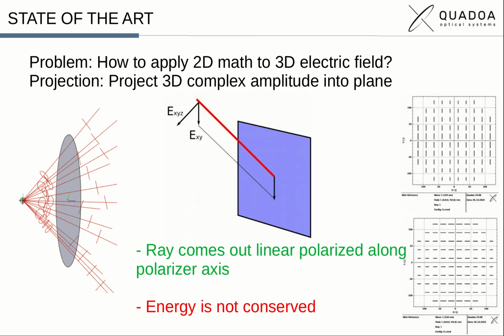The first option being the projection. In this case, the 3D Jones vector is projected, like a shadow is projected onto the surface. And the advantage of this method is that after the linear polarizer, for example, you get linear polarized light independent of the orientation of the polarizer. However, the drawback is, since the z component is ignored, energy is not conserved in this case, which might be bad in the area of illumination.